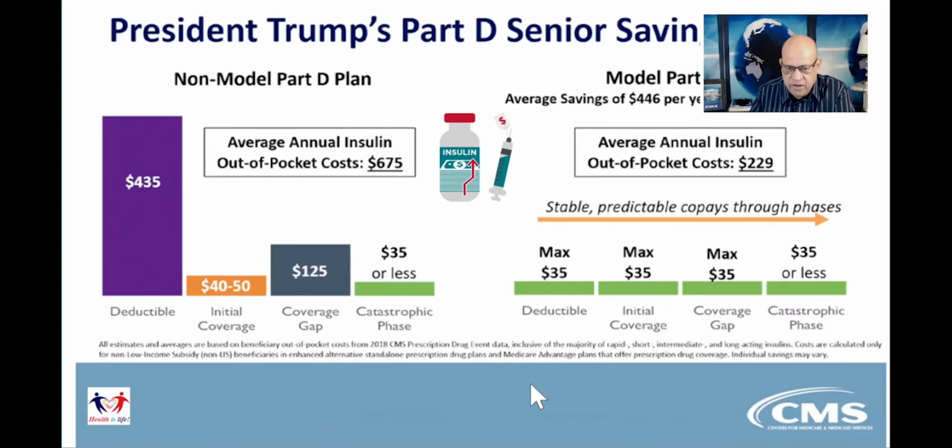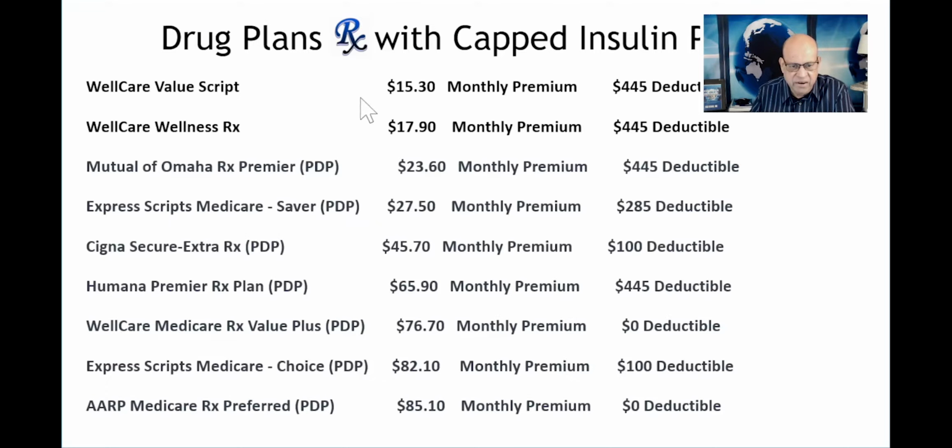And in 2021, they came up with a moratorium on insulin so that your insulin cost will be less than $229 no matter what kind of insulin you get, which is one of the best things that was done in 2021. So your maximum cost in the deductible is $35, initial coverage is $35, and catastrophic coverage is $35 or less. Keeping that in mind, here are some sample premiums depending upon the prescription company.